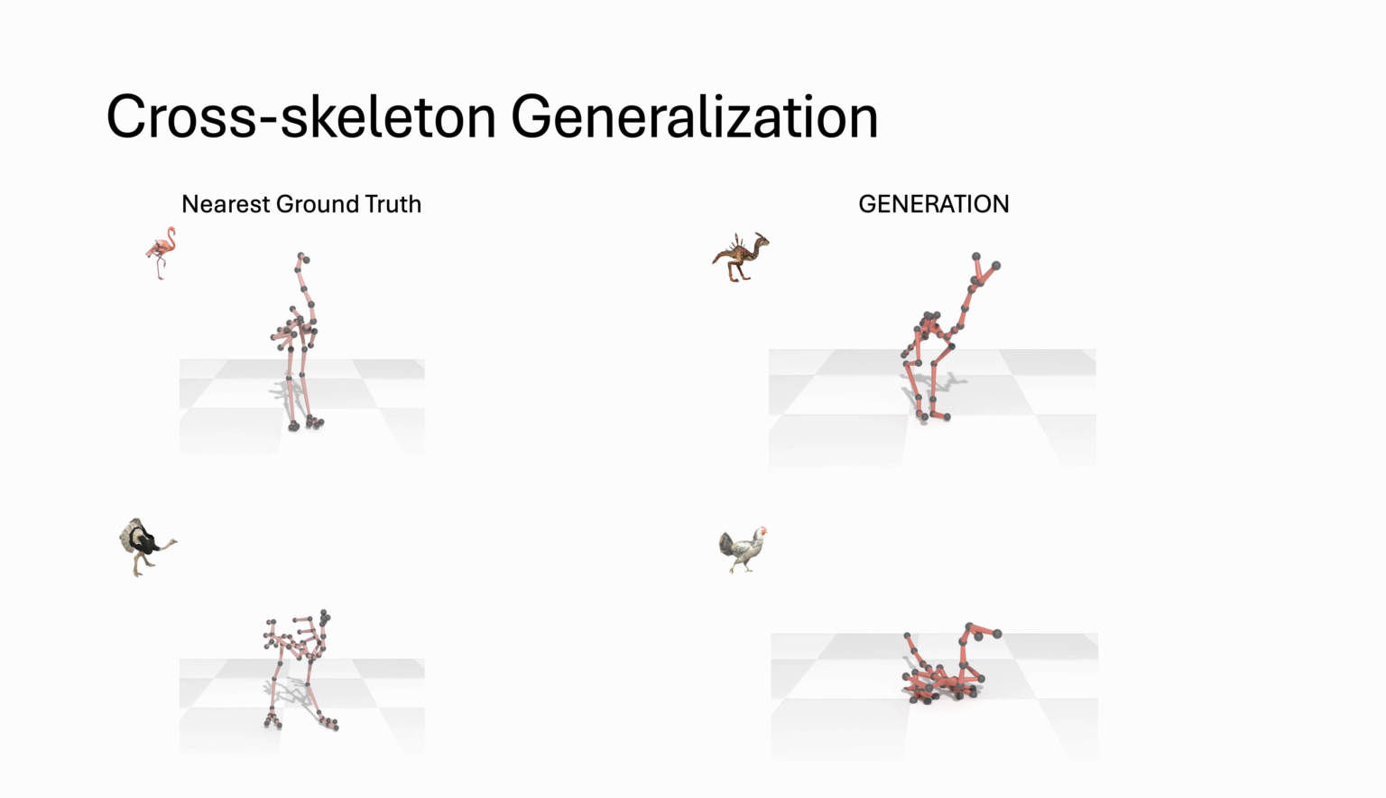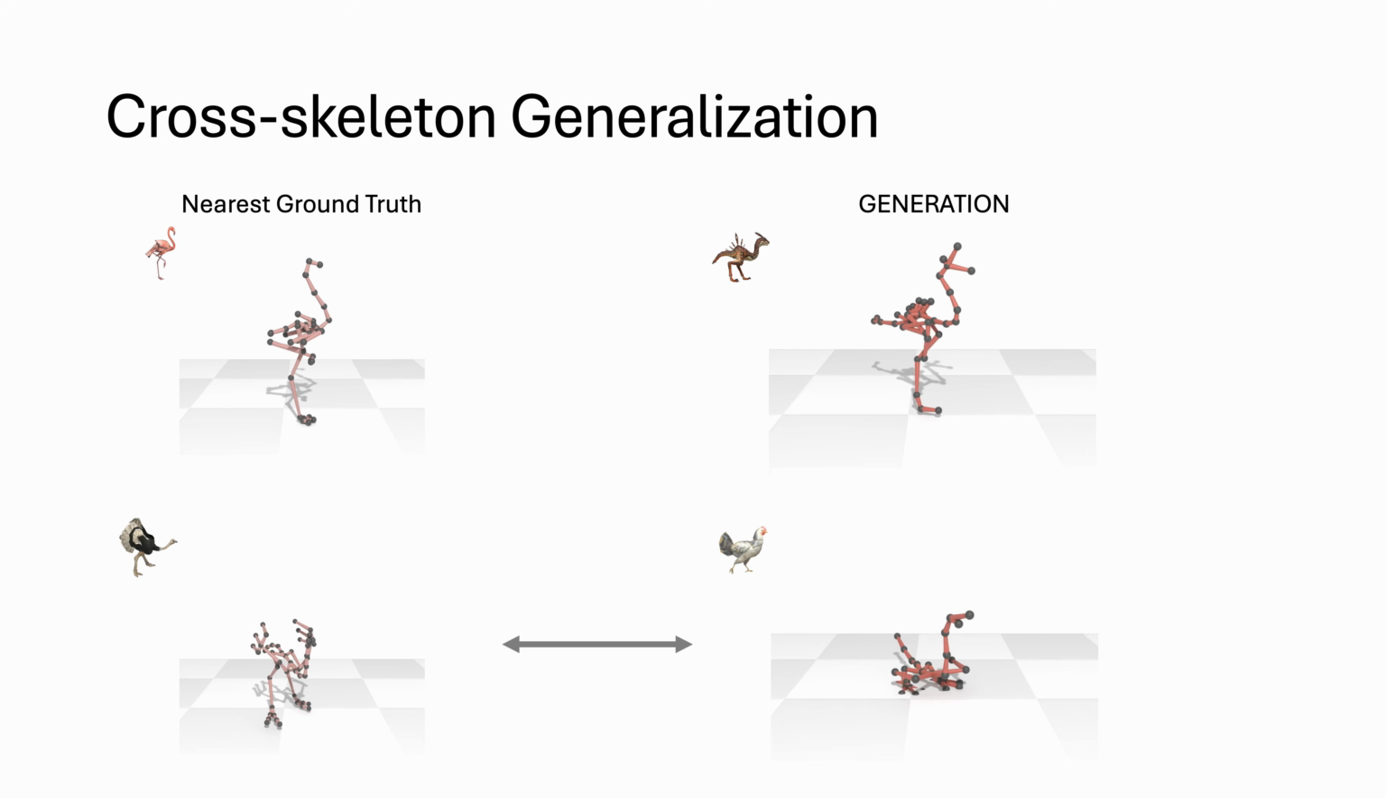In cross-skeleton generalization, characters learn from each other. On the upper right, the raptor stands on one leg, a non-raptorish motion that was probably learned from the flamingo. On the lower right, the chicken jumps in the air, although jumping does not exist in its training set. We believe this skill was learned from the ostrich.